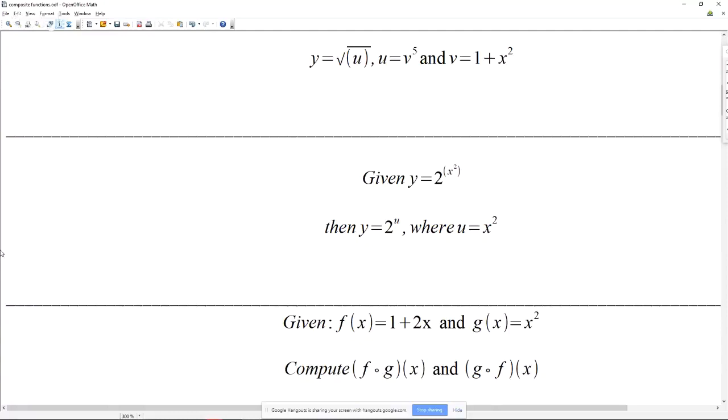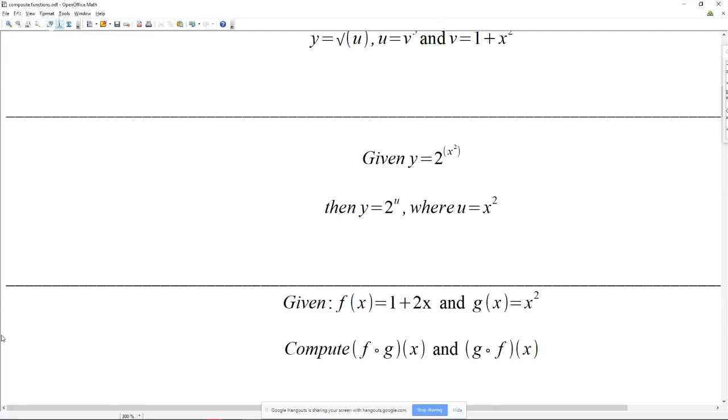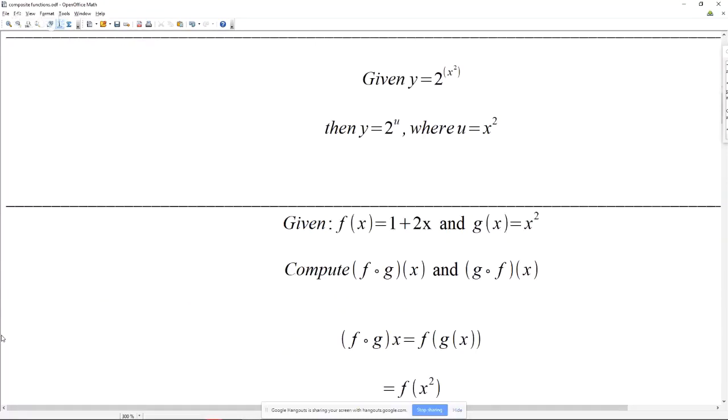Those are pretty easy. Now, here's where some of the differences come in. When you want to figure out a composite function of f of g compared to g of f, this is how they can differ or they can be the same depending on the function. So let's say I have two functions here. I have f of x equals 1 plus 2x, and g of x equals x squared. If I want to compute the f of g and I want to compute the g of f and compare them, this is how I would do it.